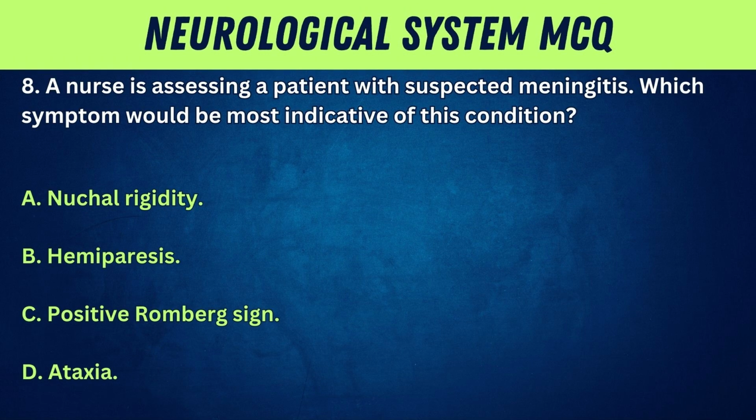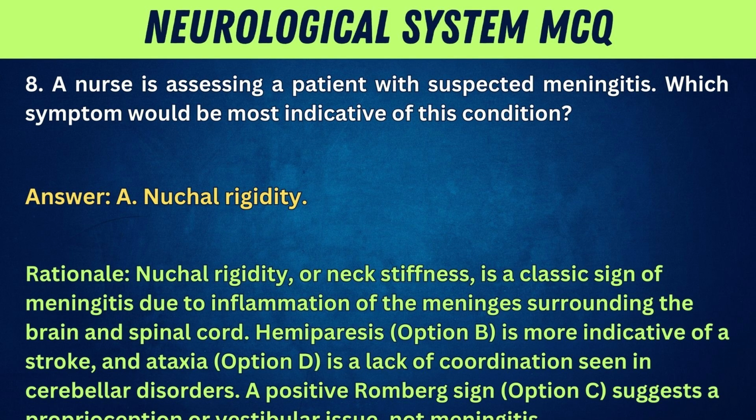8. A nurse is assessing a patient with suspected meningitis. Which symptom would be most indicative of this condition? A. Nuchal rigidity. B. Hemiparesis. C. Positive Romberg sign. D. Ataxia. Answer: A. Nuchal rigidity.